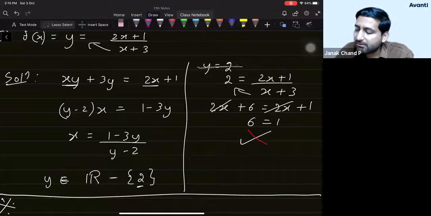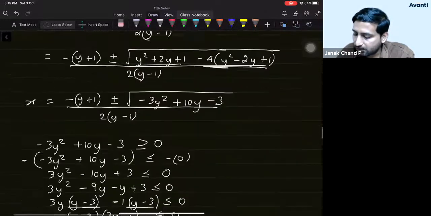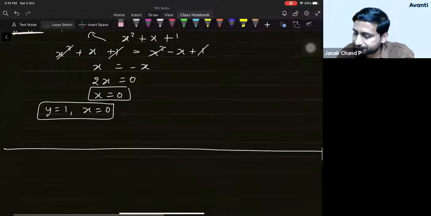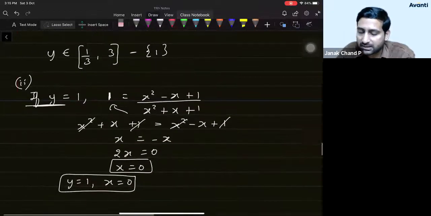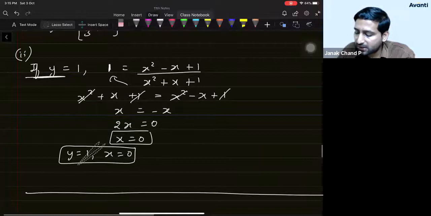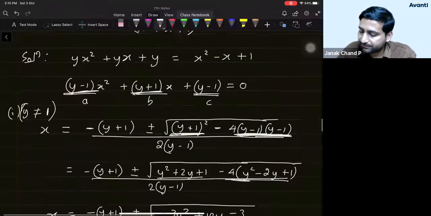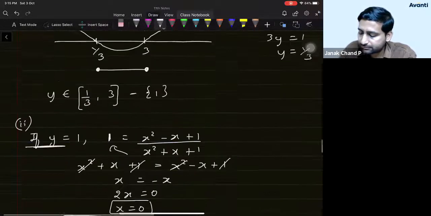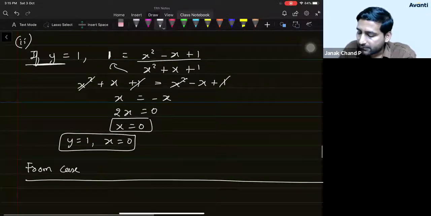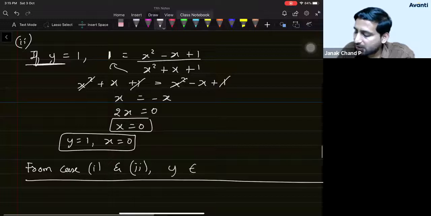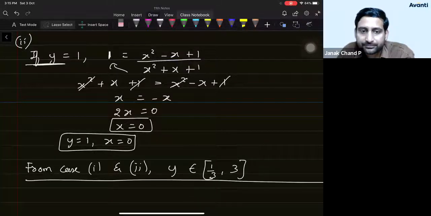Case 2, when y is equal to 2, it is creating a problem, hence that should not be considered. Okay, fine students. So I hope that you understood how to solve this kind of question. In case 1, it is subtracted, but in case 2, it is included. So the final answer is from case 1 and 2. From case 1 and 2, the final answer is y belongs to all the values from 1 by 3 to plus 3. Okay, so there's no need of subtracting anything.